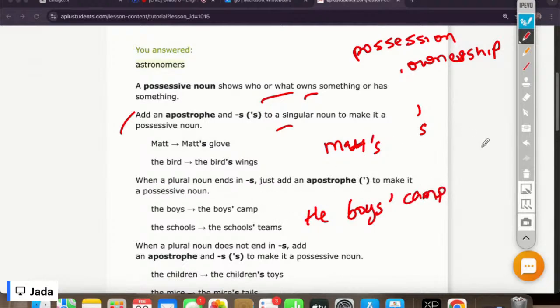And then when a plural does not end in s, okay, we have plurals that don't end in s, you have to add your apostrophe and s to those kinds of plurals, just like children, then children's, or women's game, for example.